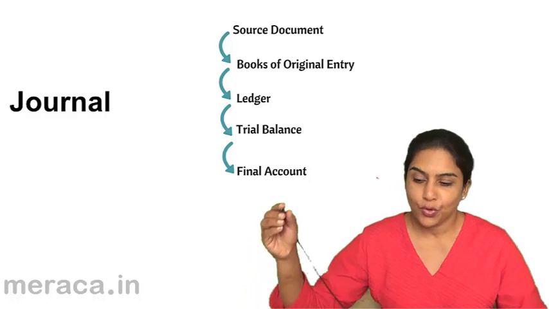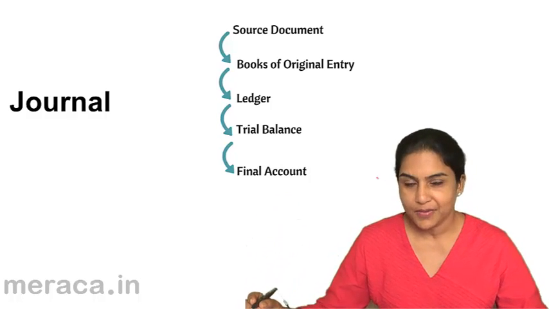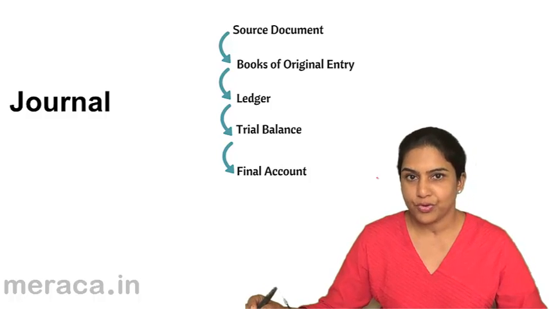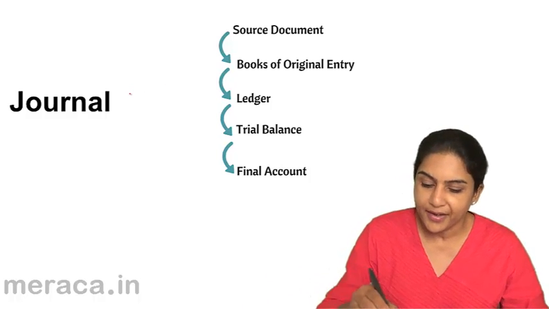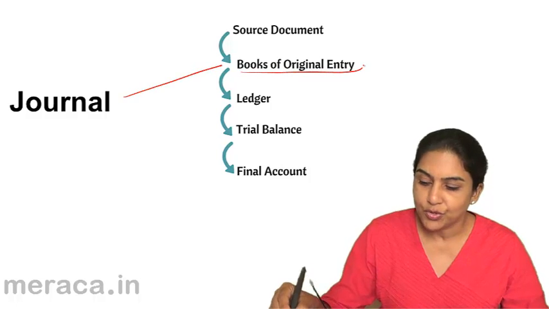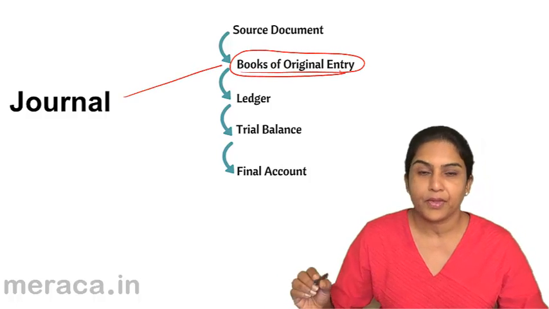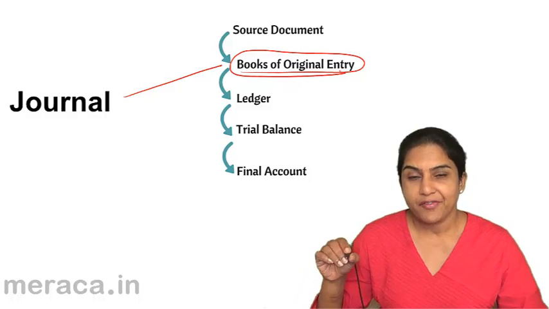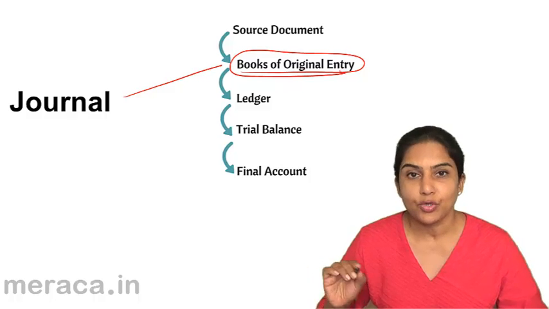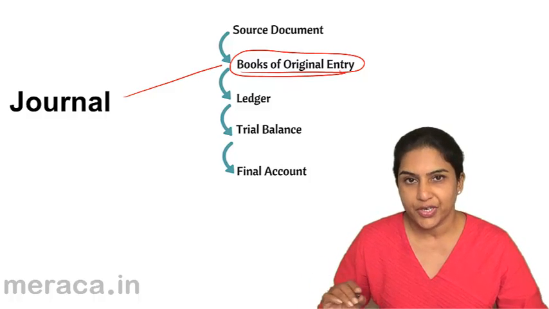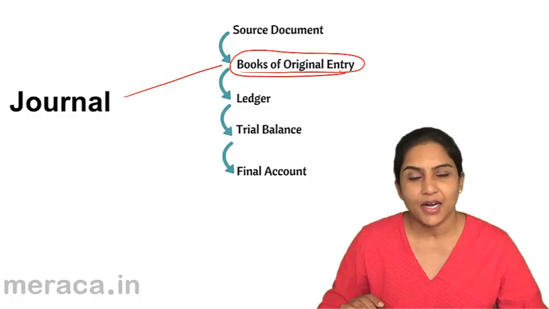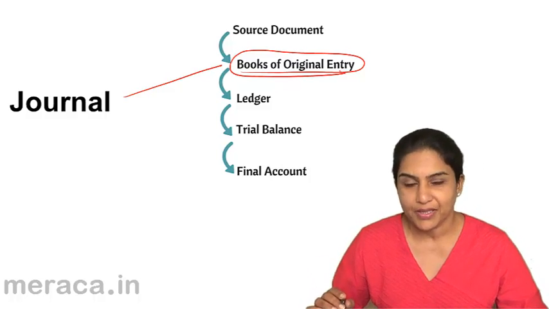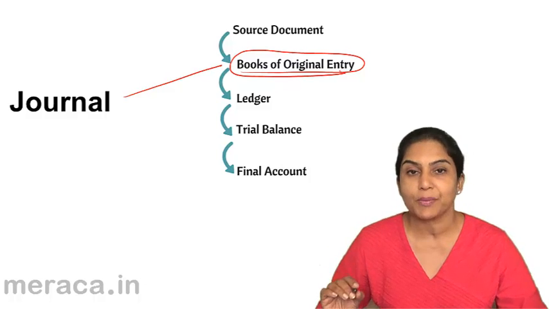The journal. Source documents. From the source documents, we are supposed to record in the books of original entry, which is the journal. This is what we are going to do now. We have already discussed the rules of journalizing, both the traditional approach as well as the accounting equation approach. We can follow either of the methods. Our conclusion, our entries will be the same.